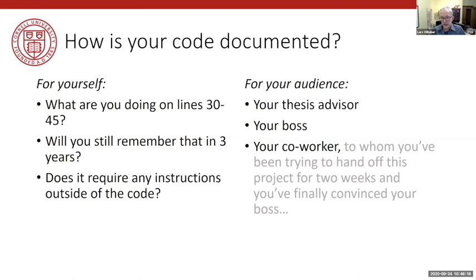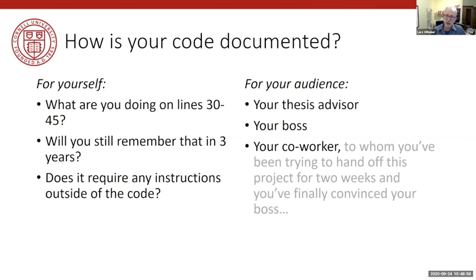Seems trivial, but as I can tell you from having looked at 1,000 iterations of this, it is not. So for yourself, if you're just going to be developing your code, and I'll get to the difference between developing and publishing in a moment, what are you doing on, say, lines 30 to 45? Right? You've edited away, you've hacked away at it, etc. Do you know what you did there when you come back to this a month from now or 3 years from now? And whatever it is that you're doing, are you doing something that's also outside of the code? Right? You have to set up, you have to load the data, etc. Put as much in the code as you can, because that's your documentation for yourself.